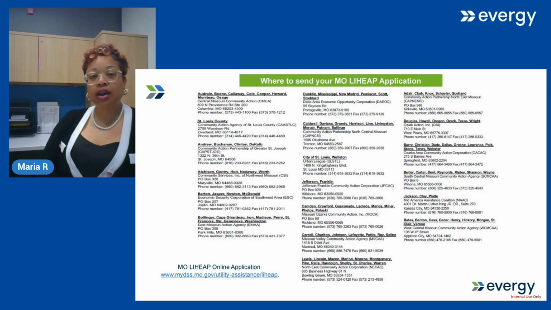Applications can be submitted online using the link on the screen. The local LIHEAP agency will notify you by mail about the award status within 30 business days. They may also request additional information to process your application. Continue making utility payments during the application process, or contact your local utility provider to make arrangements.